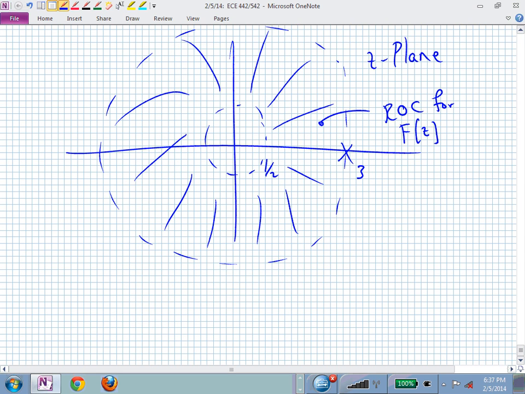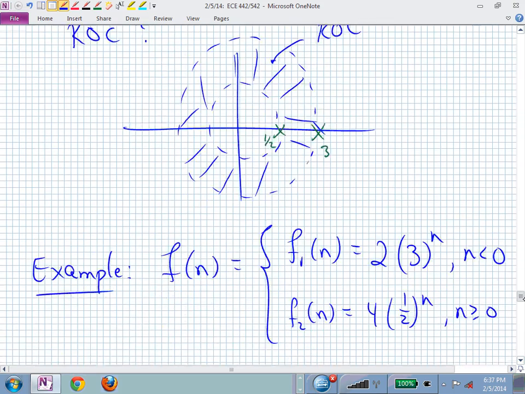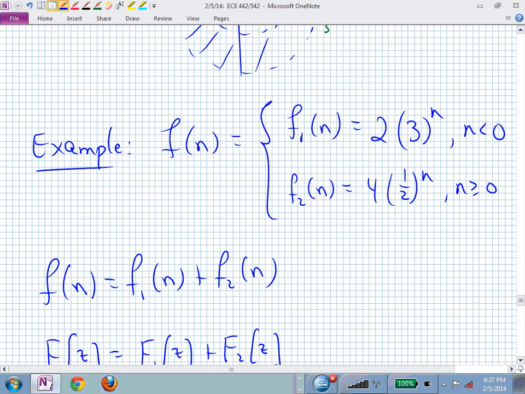Is that time domain sequence f of n stable? What was f of n? You could just evaluate that and see, right? I have 2 times 3 to the n. What's that doing as a function of time for negative n? Now it's decaying, isn't it? On the left side for negative n.